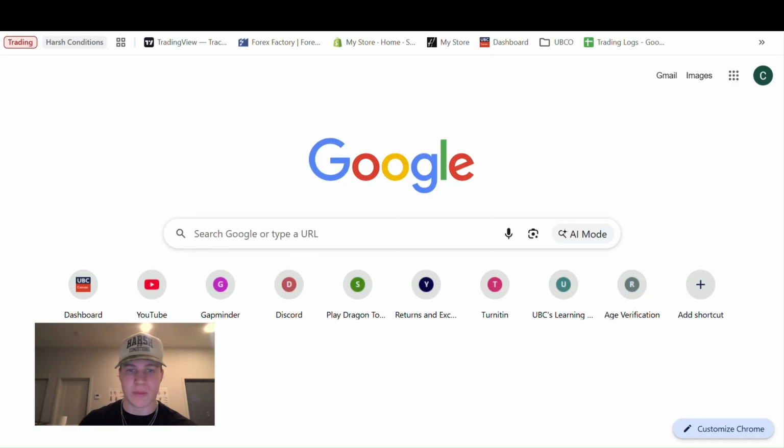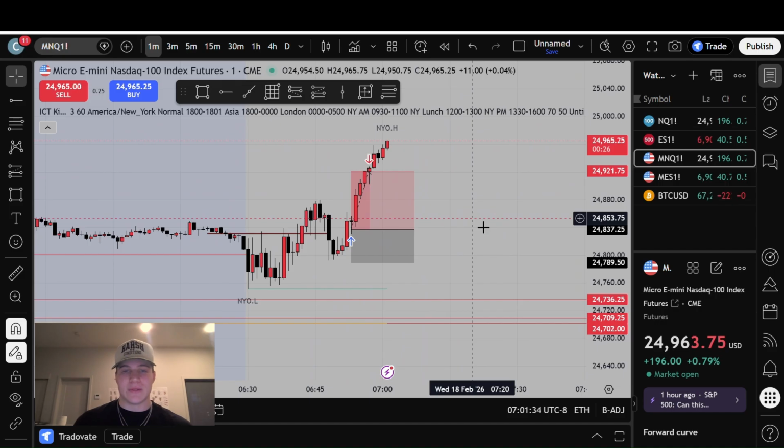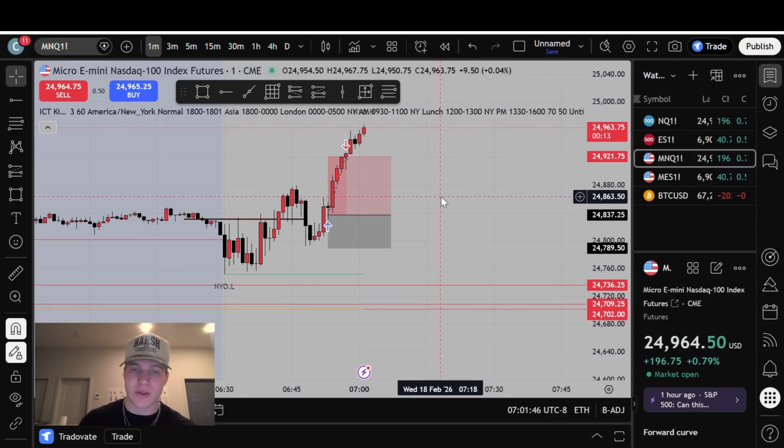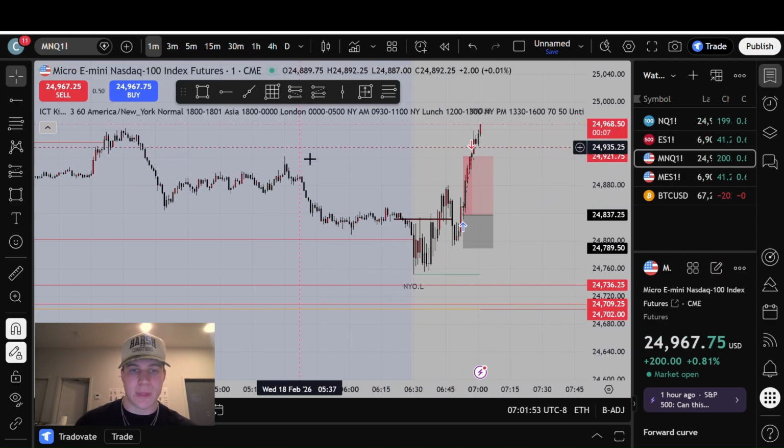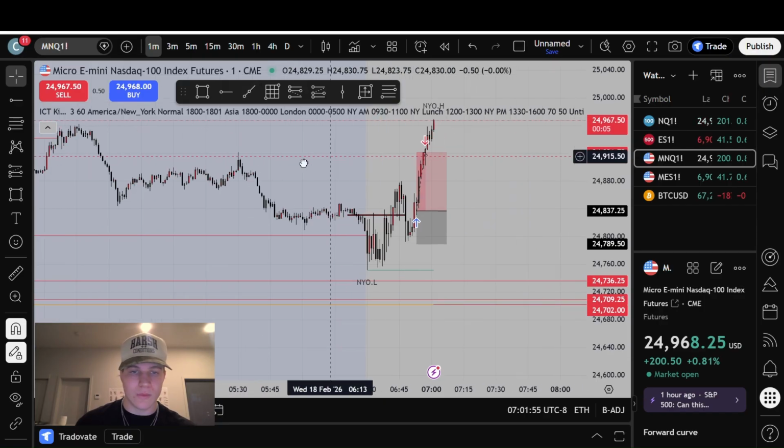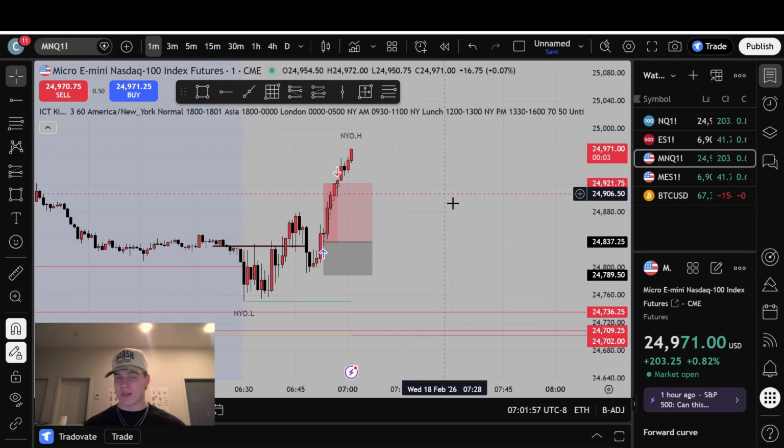I want to be able to stay patient and wait for the entries, and know the entries that I'm looking for that are in accordance with my bias. The most consistent trades have been these 1-minute IFVGs to internal highs. I rarely get clean fair value gap fills that lead to winning trades, but that's just so convincing to me at the same time.